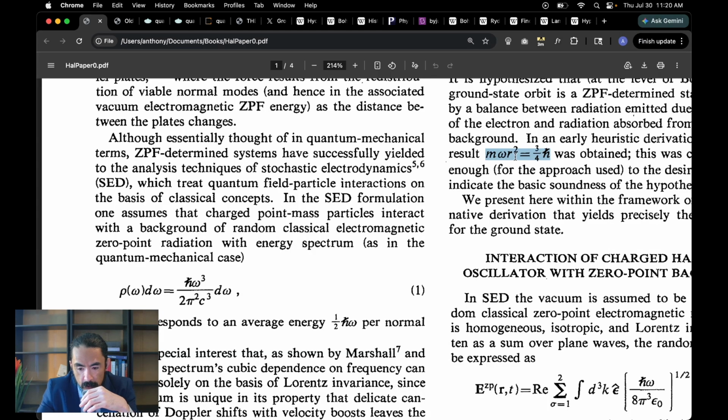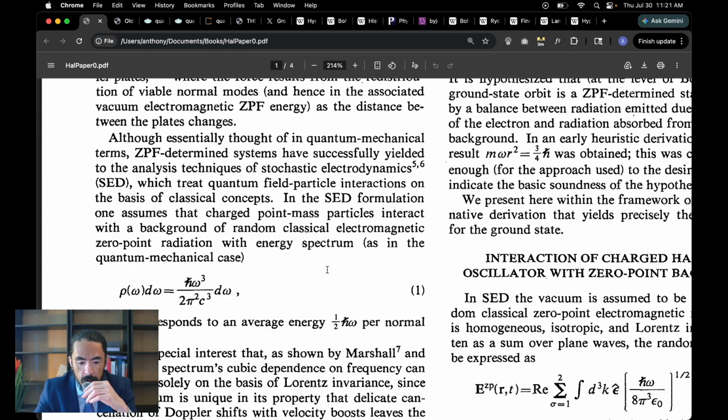That one comes up with m omega r squared equals 3/4 h bar. I'll get into that. I'm not going to skip over to the other side of the paper. But anyways, citations 5 and 6 are important here. So continuing on, which treat quantum field particle interactions on the basis of classical concepts.